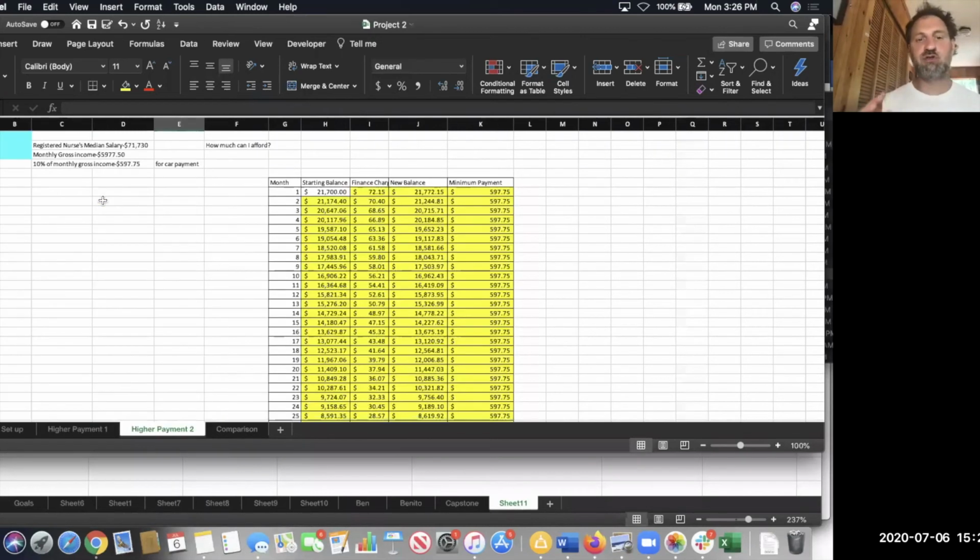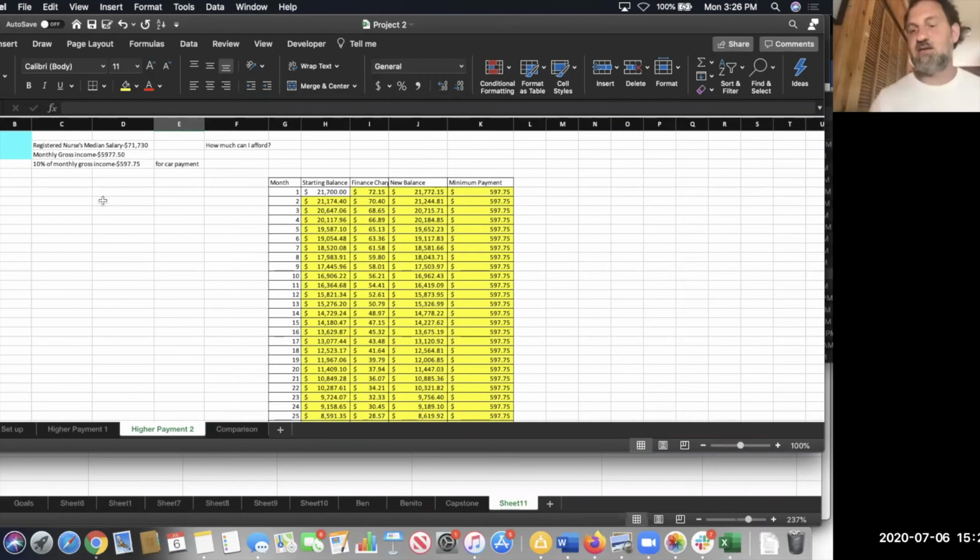For this one, you're going to look into the future and you're going to say, well, I'm going to school for this purpose. I think I can get this kind of job after that experience. And in that circumstance, how much could I afford to pay? I don't want you to change what you're buying. I don't want you to change the APR. I just want you to say, well, now that I'm a registered nurse and I'm earning $70,000 a year, I can afford to pay $600 on my car payment.